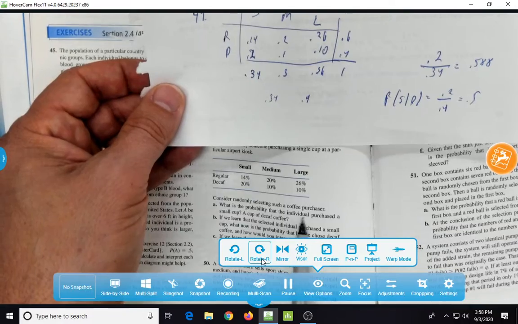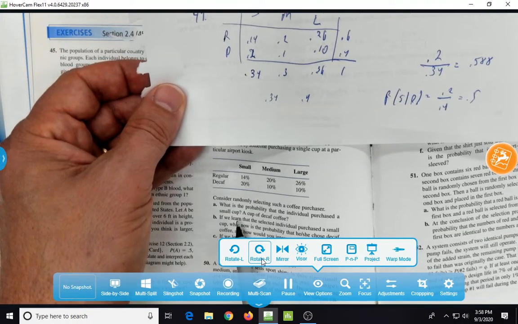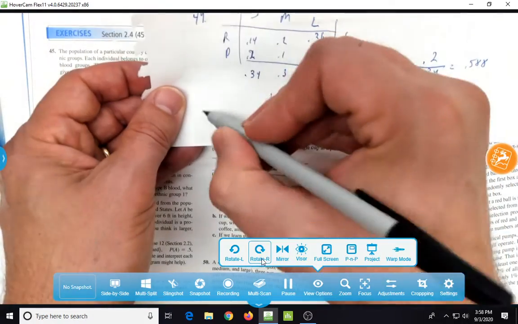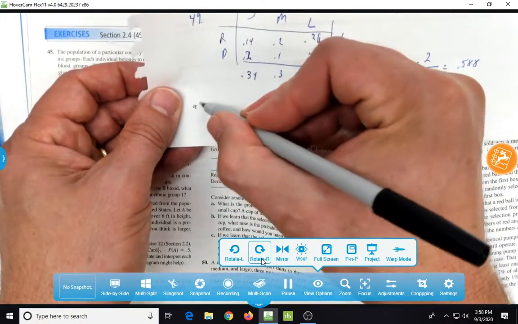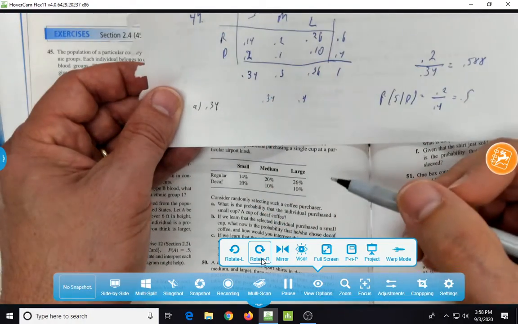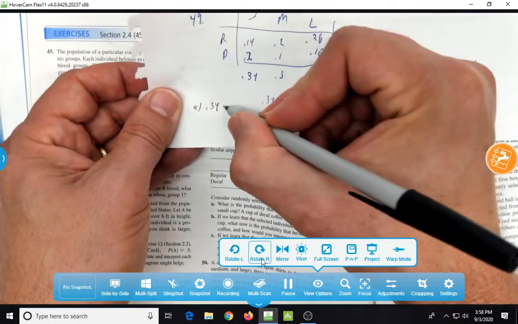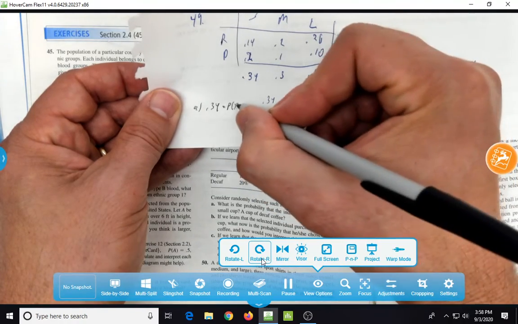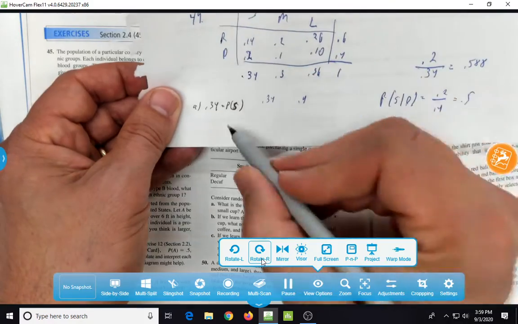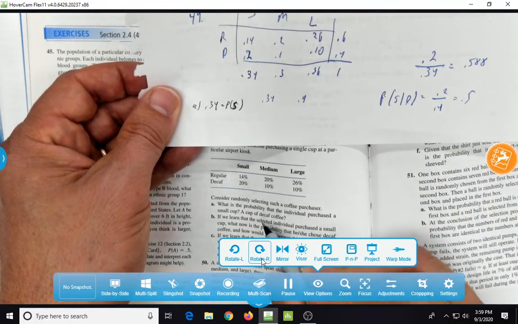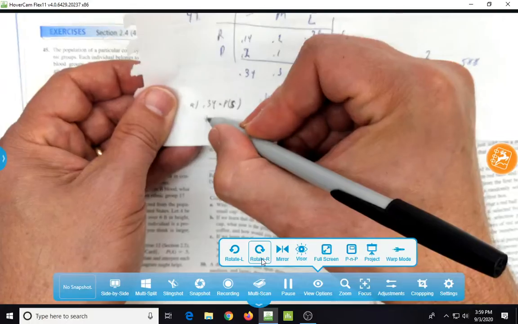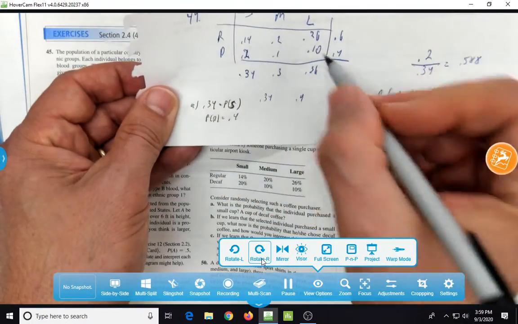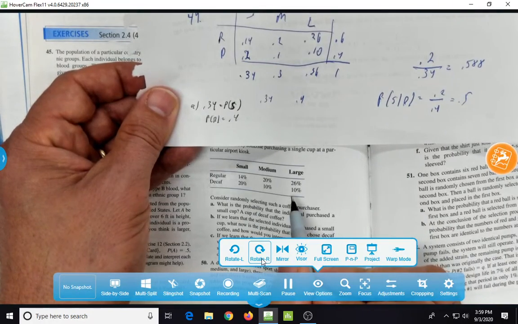So the question is, what's the probability that the individual purchased a small cup? Well, a small cup then would be 0.34. So for A, we would have 0.34 as one of the answers. That's the probability of a small cup, probability of S, I guess. And then what's the probability of a cup of decaf coffee? Adding those across, the probability of decaf coffee is 0.4. And so these tables help you figure out these probabilities.